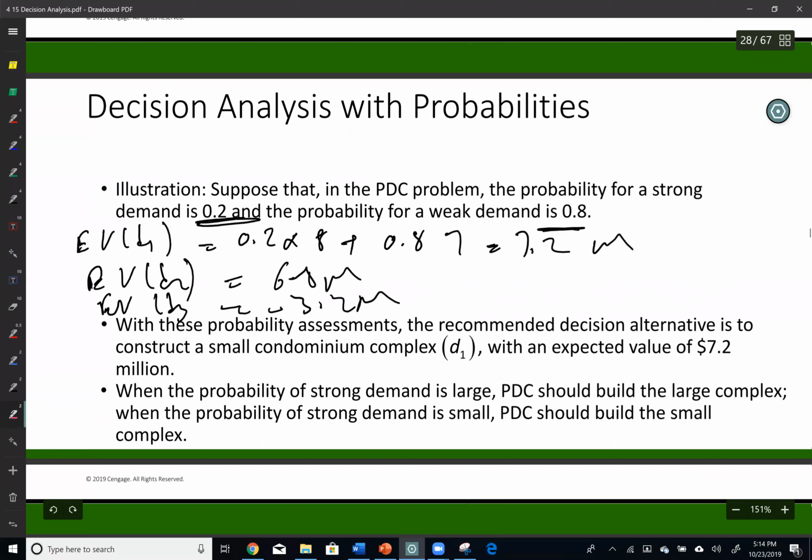And as you see now, the large condos project is not the best. Actually, it's the worst now. The best project is small because the probabilities change. So it looks like the probabilities are very important in this decision-making process.